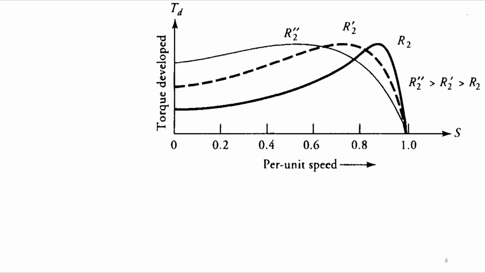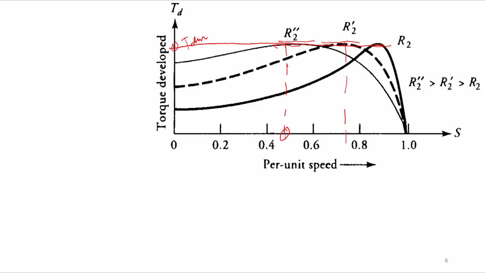So what we are seeing here is the torque versus speed characteristic, torque versus the per unit speed. With varying rotor resistance, we can see the maximum torque remains constant at this peak. This is your maximum torque. It remains constant even if we are varying the rotor resistance, but we are getting various speeds at which we get the maximum torque.